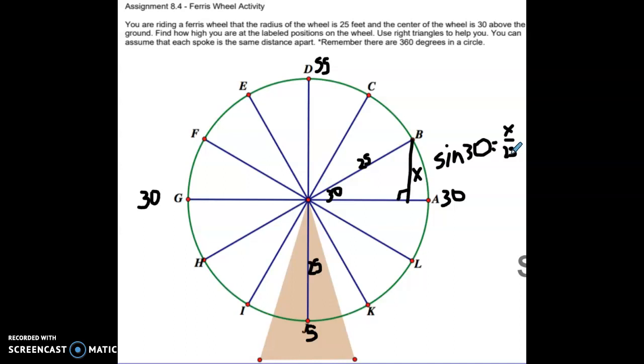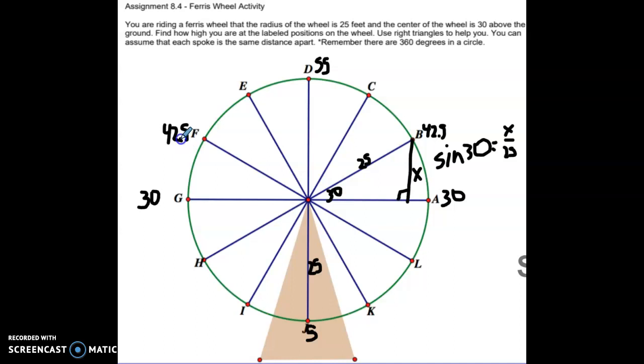And when you do that, you get 12.5. So x is 12.5. So that means that B is 12.5 feet higher than A. So that would be 42.5 feet off the ground. Now you also know that F is the same height. So F is how far? 42.5.